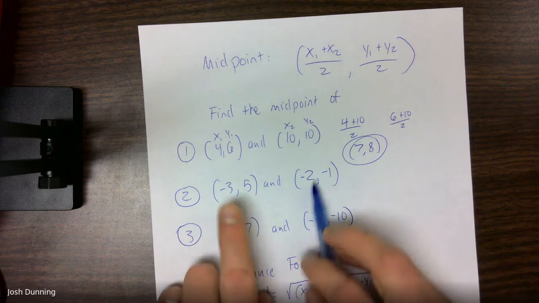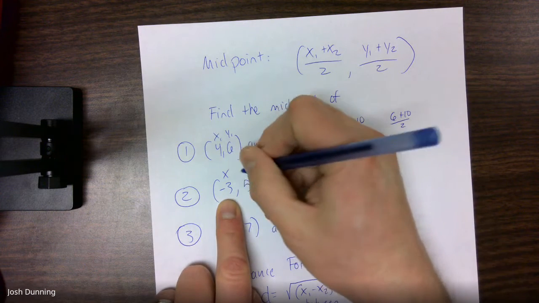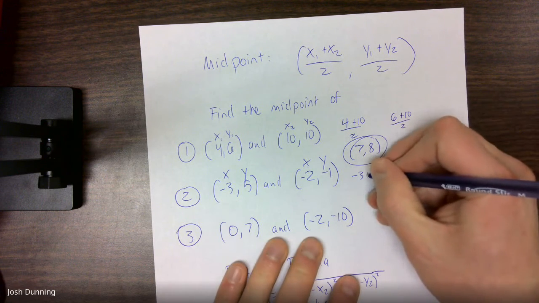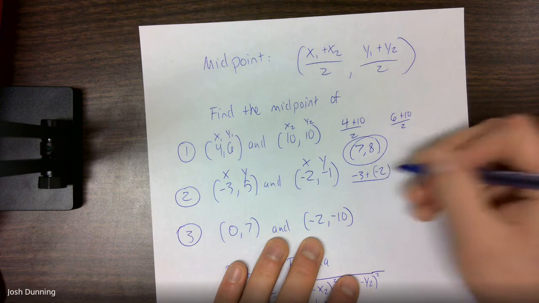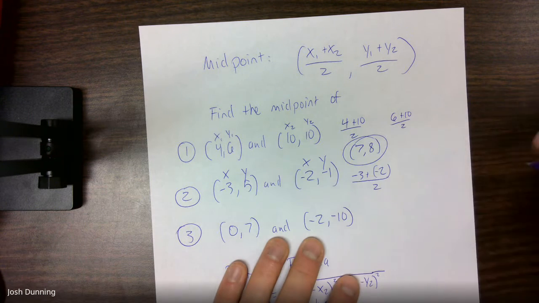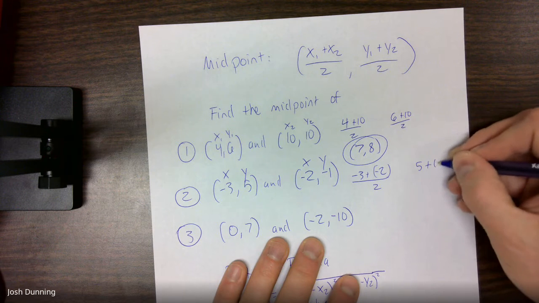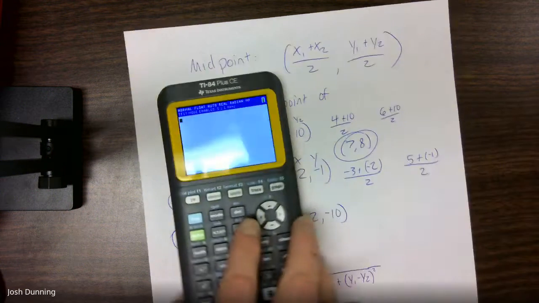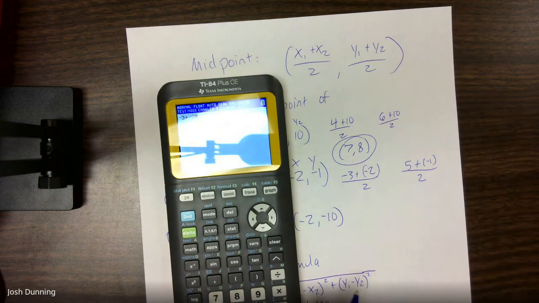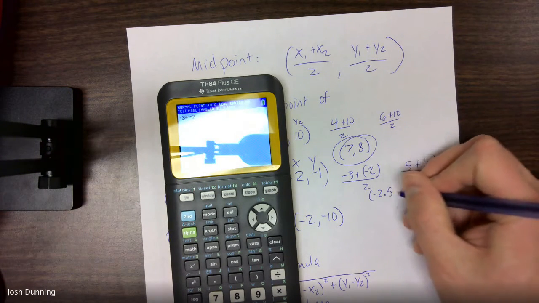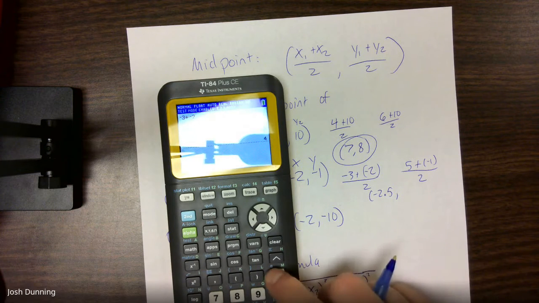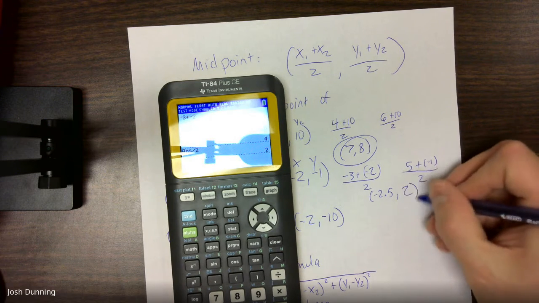Number 2. So we'll average the x's. And remember again, it's x then y. So we're going to average these two. And then 5 plus negative 1. So negative 3 plus negative 2, negative 5 divided by 2, negative 2.5. It is possible to get decimals. And then 5 plus negative 1 divided by 2 is 2.